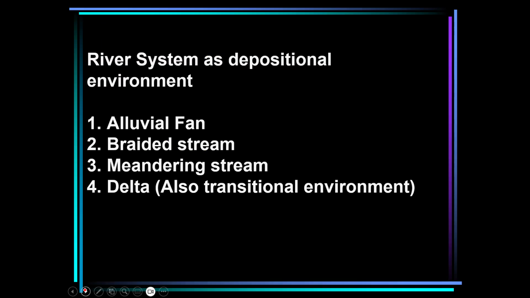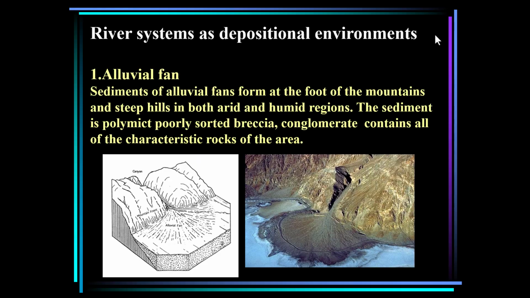Okay, now we are at the river system as a depositional environment. We're going to start with the alluvial fan we just talked about, the braided stream, meandering stream, and the delta. Remember, we talked about this in physical geology, so I'm just going to touch on it. So let's start with the alluvial fan.